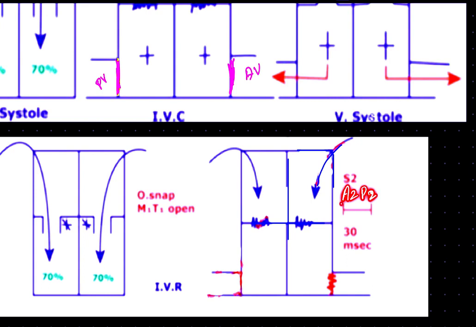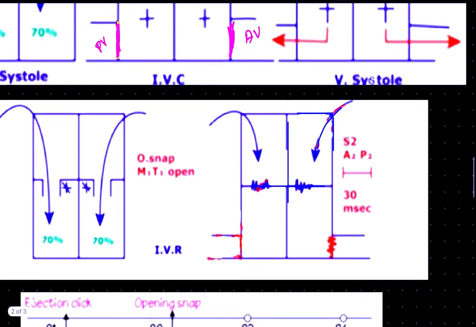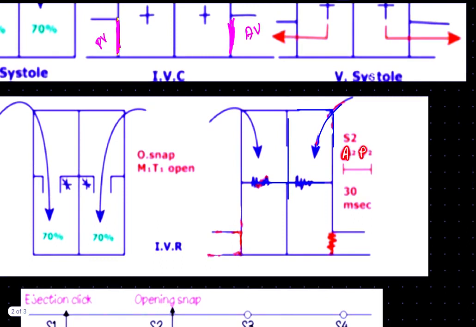Because initially there is closure of the aortic valve, and then after some time, about 30 milliseconds later, there is closure of our pulmonary valve. Since there is a gap between the closure of the aortic valve and pulmonary valve, and initially there is closure of the aortic, we mention it at the front. The time gap is 30 milliseconds. This time gap is called splitting of the second heart sound.